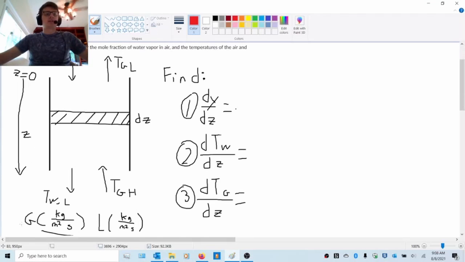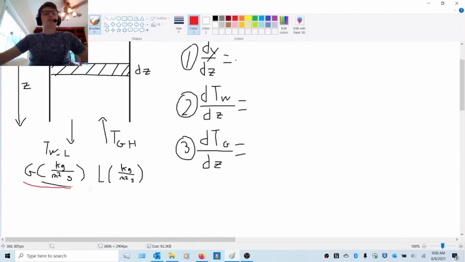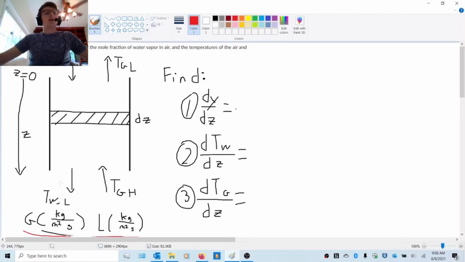It has a constant gas flow rate, as you can see right here, and a constant liquid flow rate, the liquid being water, the gas being air. The way we're defining the height of the cooling tower, which is the primary way the concentrations of the gas and liquids are going to vary, is basically going downwards, kind of the opposite direction of how you would normally define height, because that is how the concentrations of the liquid are changing.